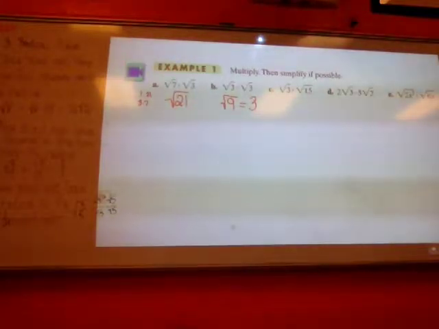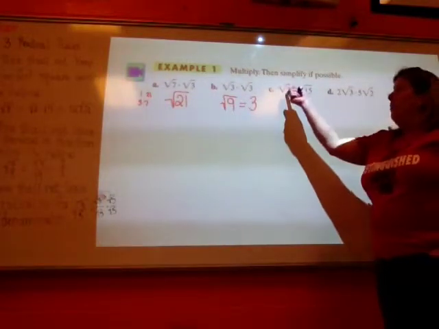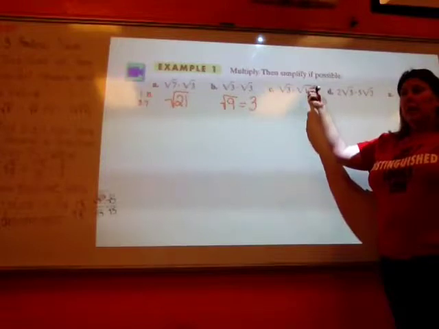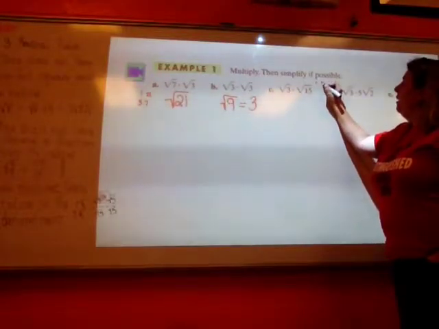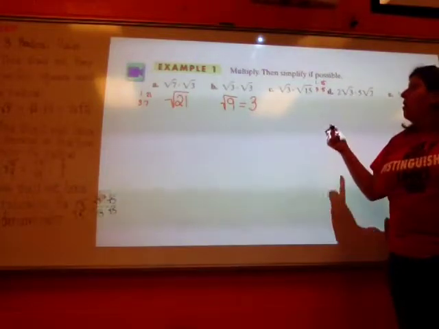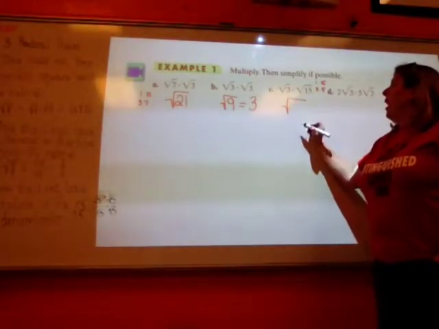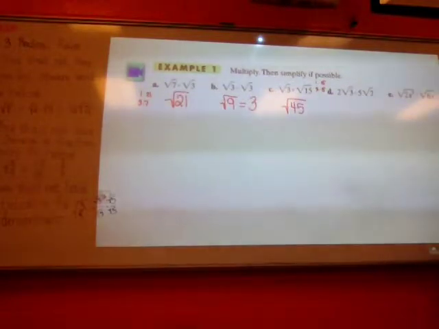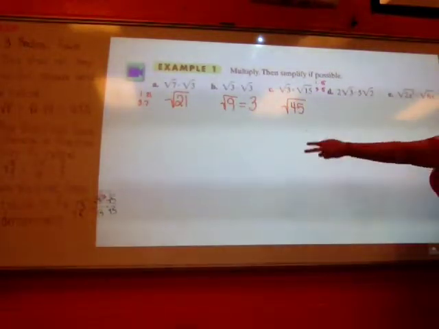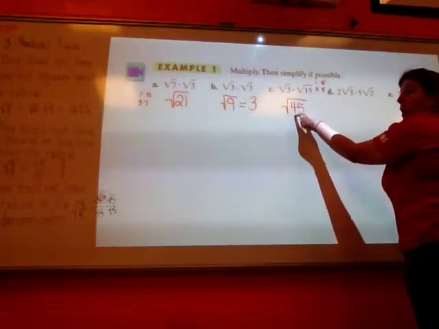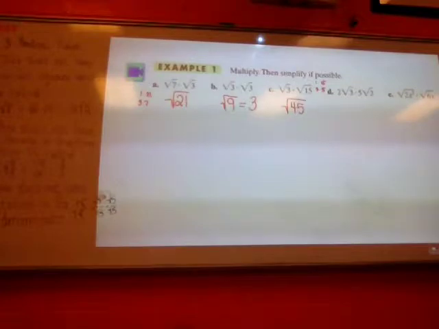On C, you're going to look at it and you're going to go, okay, well, can I simplify 3? No. Can I simplify 15? Well, let's see. It's 1 and 15, 3 and 5, right? But neither of those simplify. So really it's going to become the square root of what? 45. But just because neither of those simplified doesn't mean that this won't. So I've got to check it.